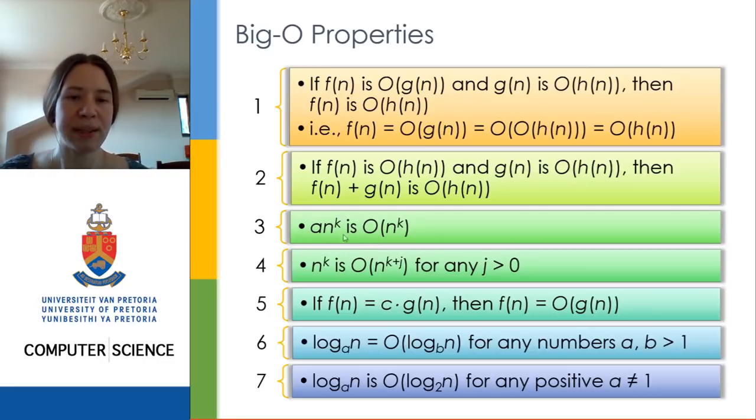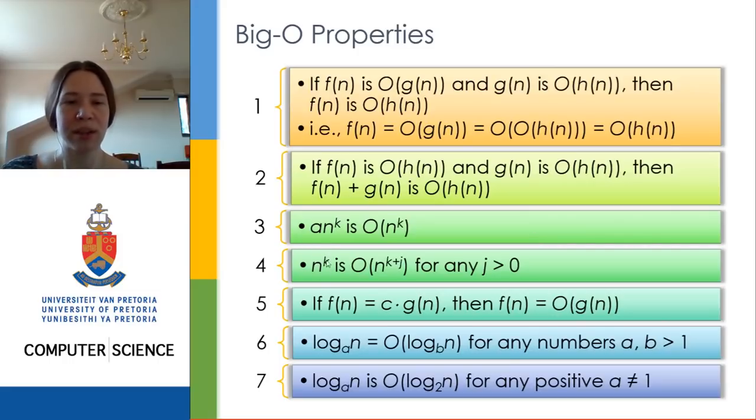Property number 3 essentially tells you that the constants are irrelevant. If you have some term in your polynomial function multiplied by a constant, then we will say that function is basically bound by just the polynomial term minus the constant. So you can always throw away the constant. In the asymptotic context, constants are irrelevant.